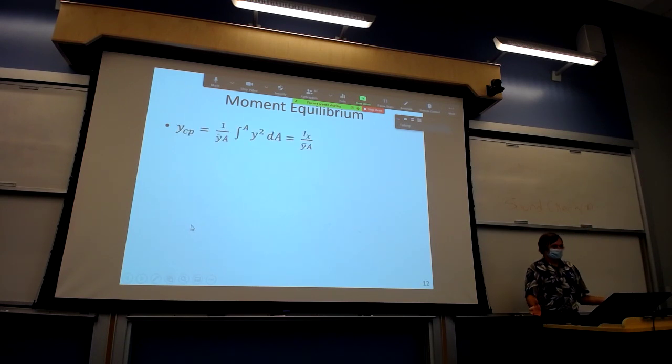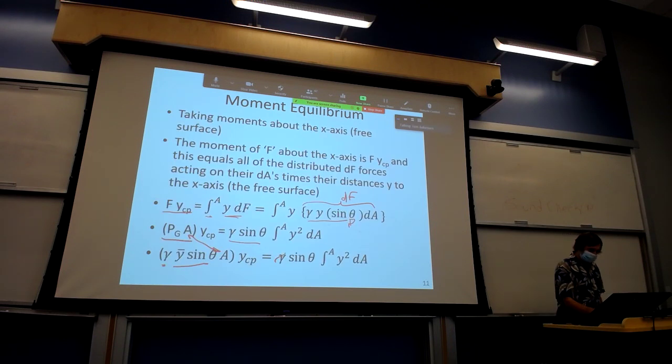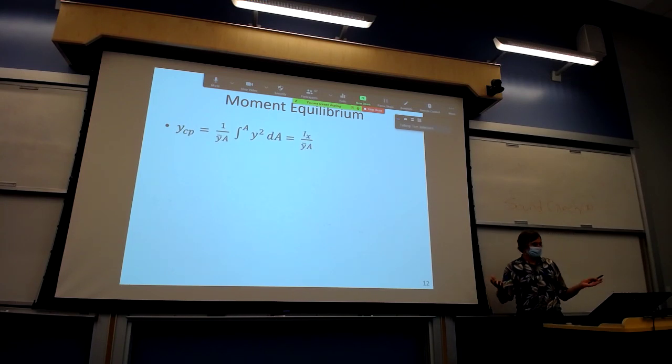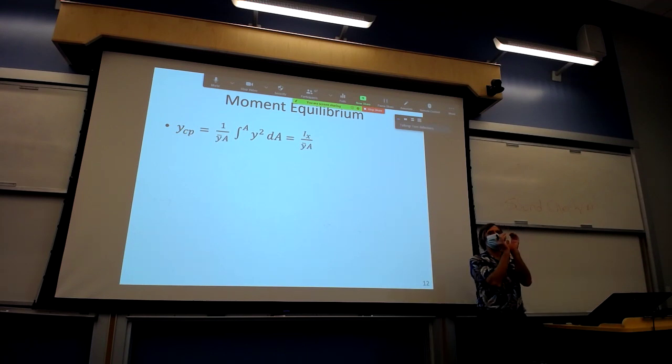And so when we do that, what we recognize when we rearrange the equation is, I'm just going to go back one. So we cancel gamma sine theta, and we brought y bar and A to the other side of the equation. So you have 1 over y bar A. So there's the equation. yCp is 1 over y bar A, integral over the area of y squared dA. And again, that's an old friend. We developed this last time. This is the moment of inertia of that area about the x-axis.